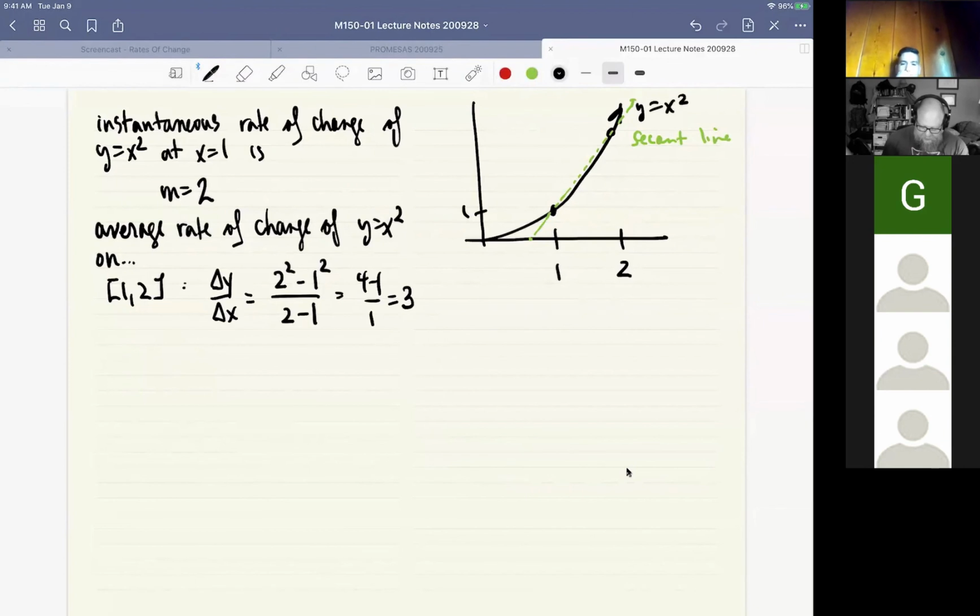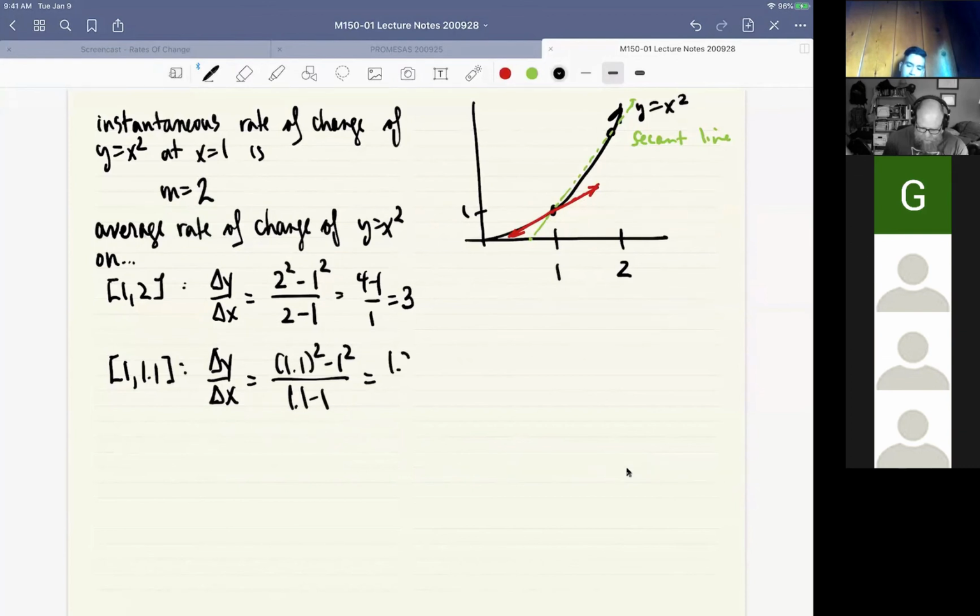So that secant line, you can see from my sketch there, the secant line is steeper, has a steeper slope than my tangent line. Okay, that average rate of change over 1 to 2 is bigger. But if I calculate the average rate of change from 1 to 1.1, I'm going to get a smaller number. So 1.1 squared, I think, is about, is it 1.21?